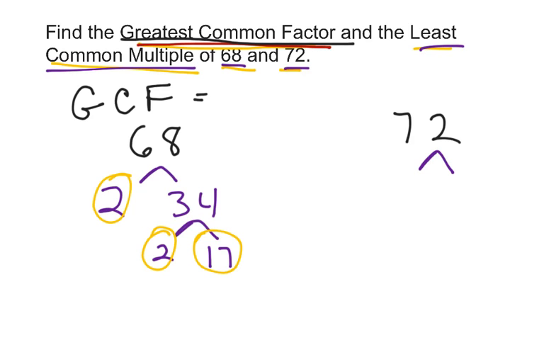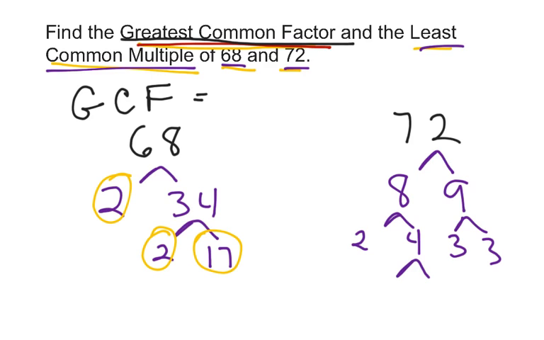Now looking at 72, we have 8 times 9, a common number that we can use. Now both of these numbers can be split up. We have 2 times 4 here, 3 times 3. The 4 can be further split up into 2 times 2. So now I have my prime factorization of 72.